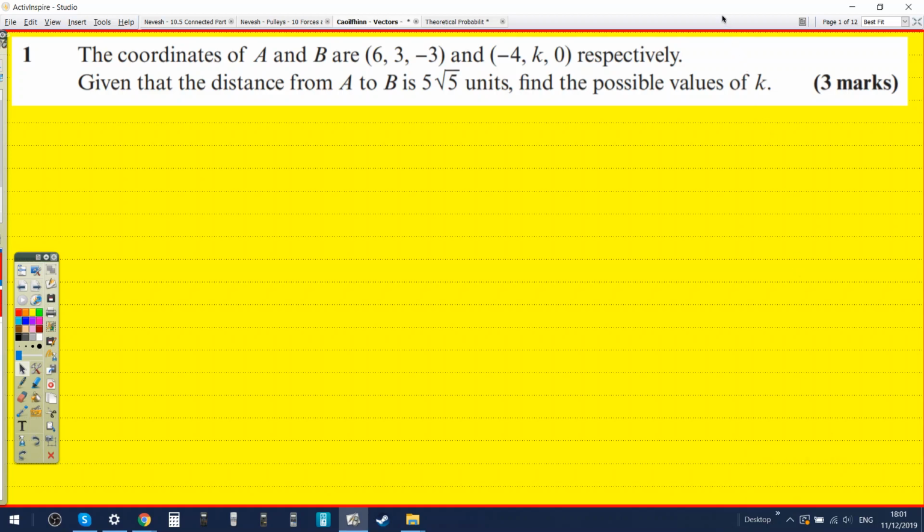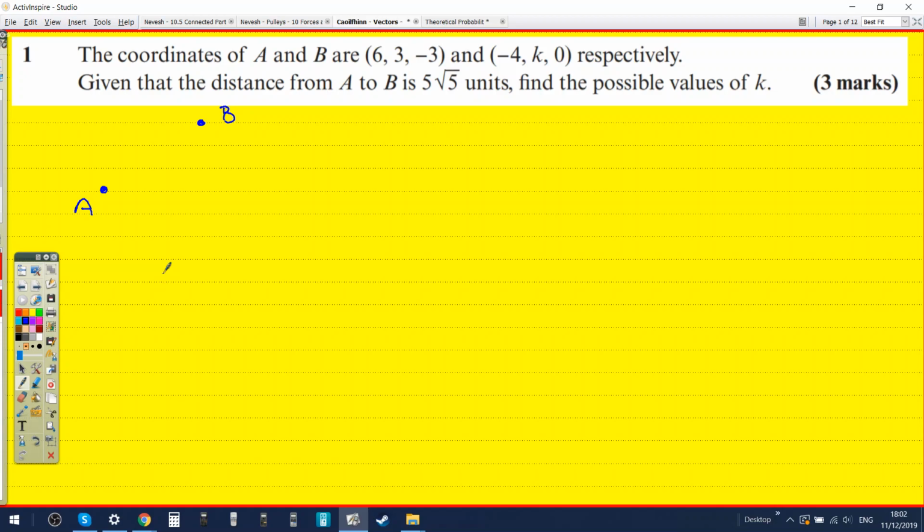Not sure how to start it. Do you know how to find the distance between 2 points? D equals square root of x2 minus x1, plus y2 minus y1, but those are squared, I think. Yep. Basically, it's Pythagoras.